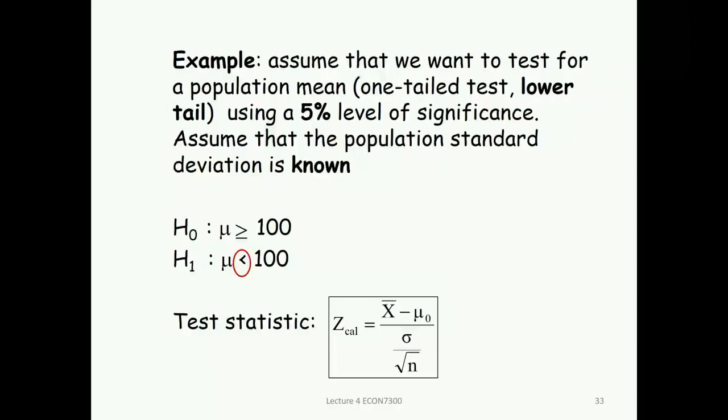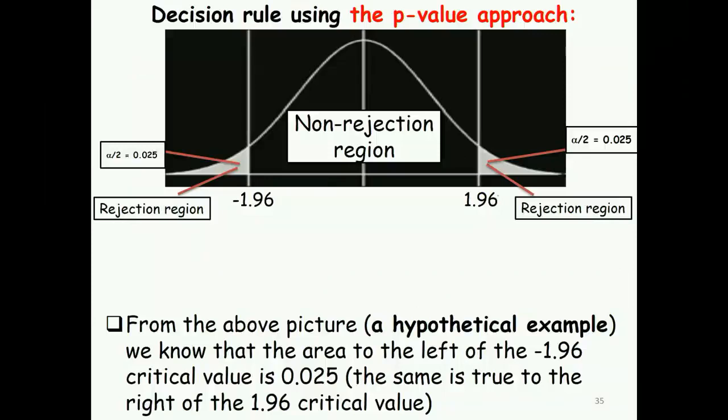Okay, so let me show you the p-value approach. This is the previous example, two-tailed. I have one piece of information which is not in your lecture note, but I will add it. From the above picture, a hypothetical example, we know that the area to the left of minus 1.96 is 2.5%, and to the right, 2.5%. Now, let us make some hypothetical example. What is alpha? How many percent is alpha in this example? Alpha, the type 1 error, is 5%. I can reject my null hypothesis while it is true. That is the type 1 error.